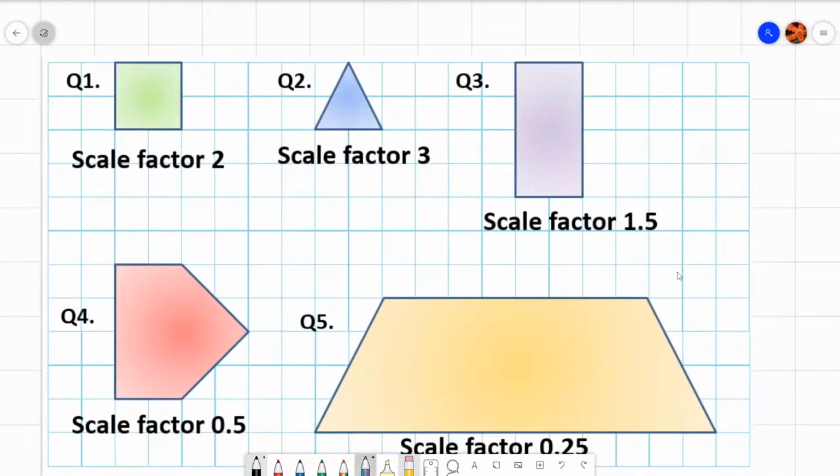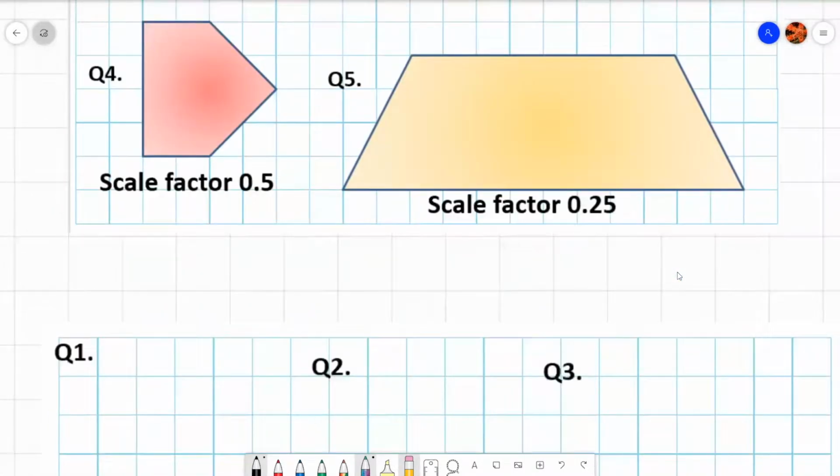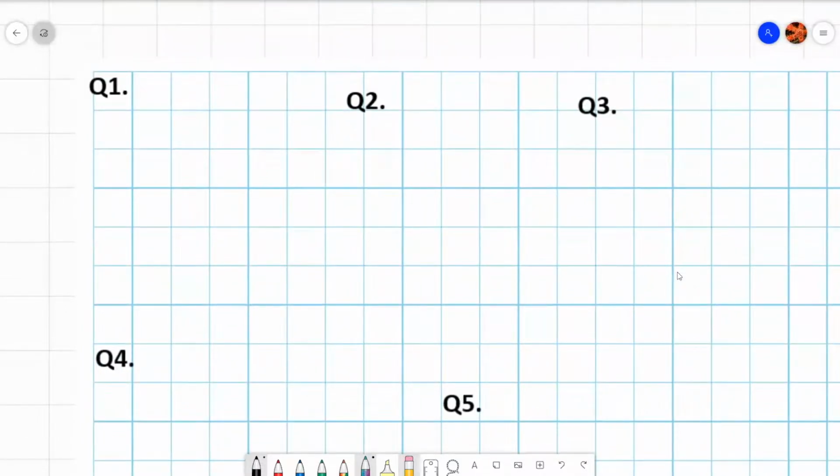The first one is a square and we have to enlarge it by a scale factor of 2. So this side here is 2, the height is 2, the base is 2 and the height is 2. So we have to double the shape, we're timesing it by 2, so 2 times 2 is 4. I'm going to draw that here. 1, 2, 3, 4, and so on for each side. And there we are, we have enlarged that square by a scale factor of 2.